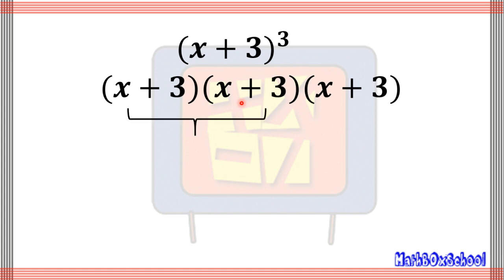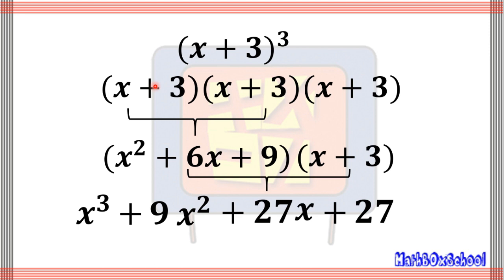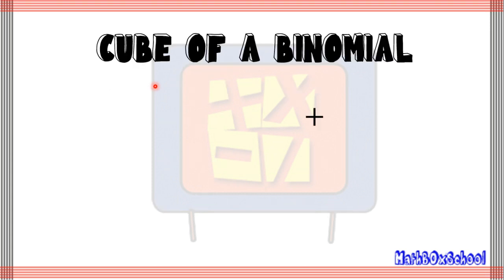So applying the FOIL method, we're going to have x squared plus 6x plus 9 times x plus 3. Next, applying the distributive property, x squared plus 6x plus 9 times x plus 3, the answer will be x cubed plus 9x squared plus 27x plus 27.